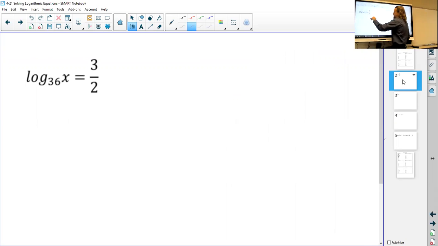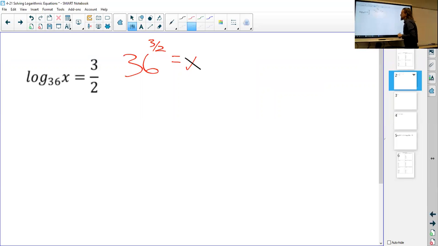So we can rewrite this in exponential form. This is going to be 36 to the 3 halves power equals x. Okay, so really this isn't that difficult. This is just an exponent. You can put it into a calculator. You might need to put some parentheses around the 3 halves to make sure it raises to that power.